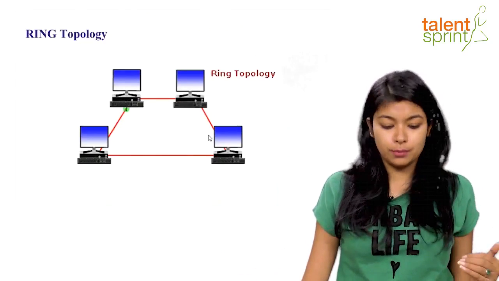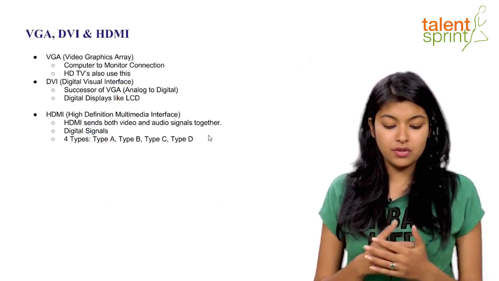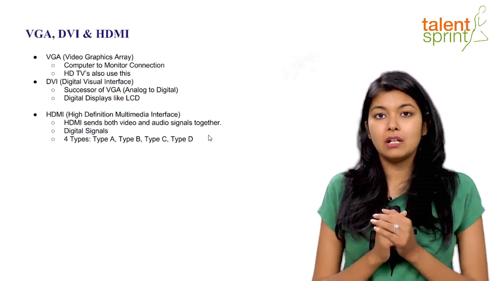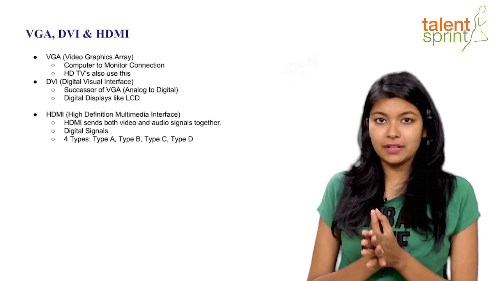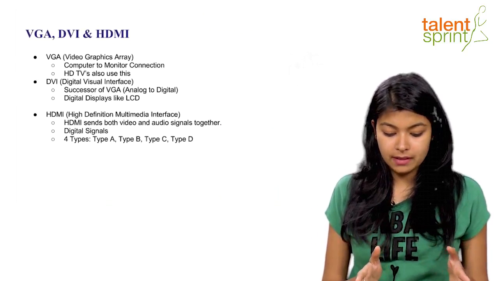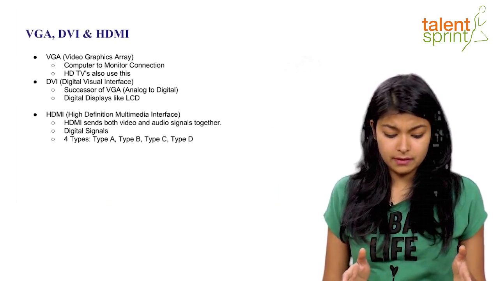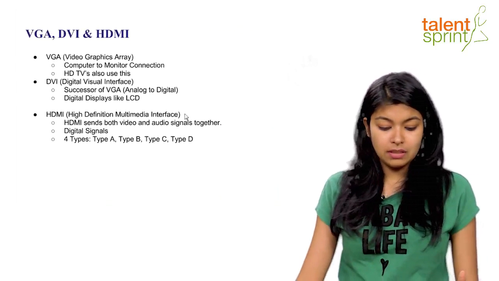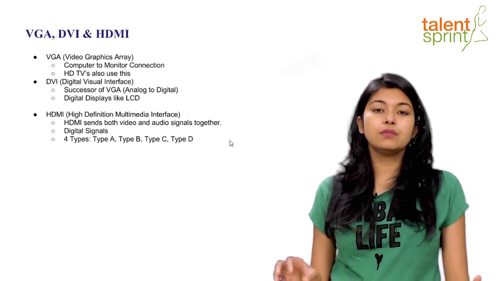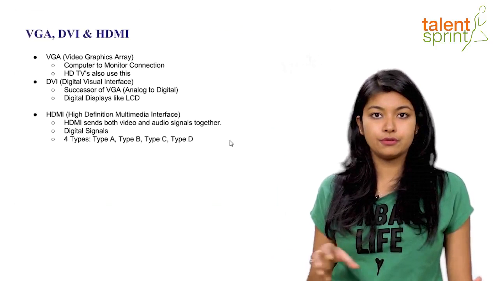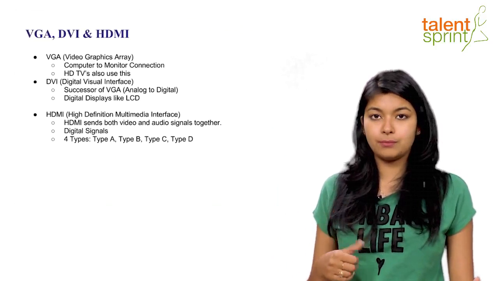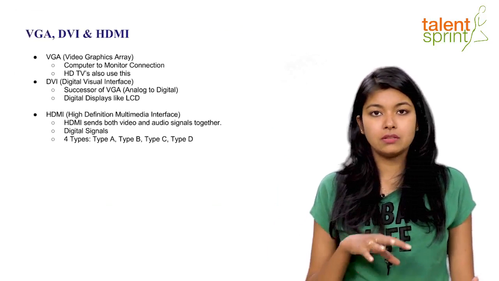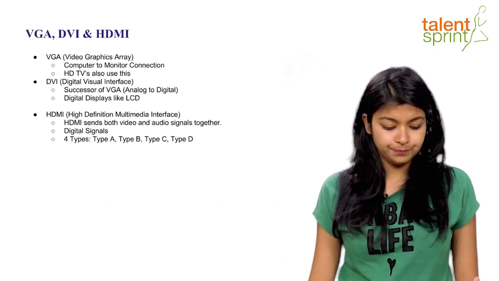Now this was about ring topology. Let's discuss VGA, DVI and HDMI. First off, remember the full forms very clearly of all these: video graphics array, digital visual interface, high definition multimedia interface. These are also part of ports, so they will come up there also. We have VGA ports and HDMI ports.